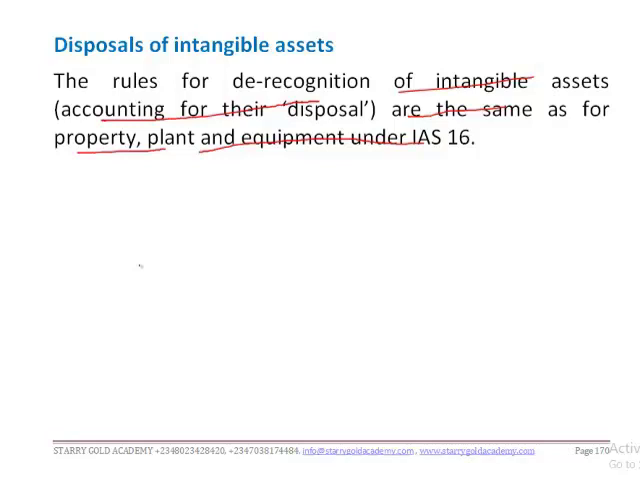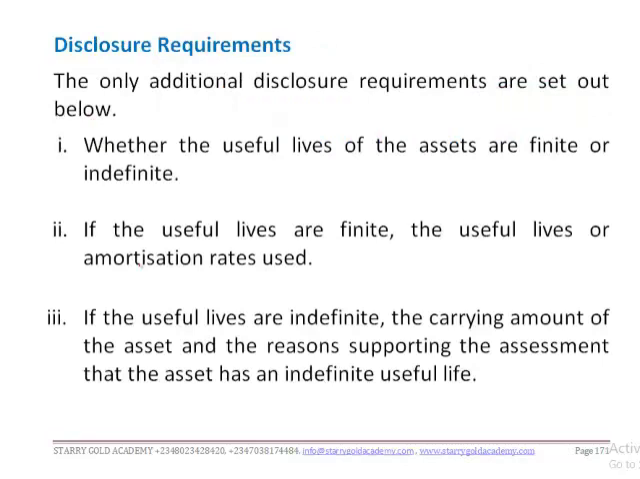Now, what are the disclosure requirements? Disclosure requirements of IAS 38. Okay. Now, the only additional disclosure we have, in addition to PPE, is that you have to tell the users of financial statements whether the useful lives of the asset are finite or indefinite. Also, if the useful lives are finite, the useful lives or amortization rates used should also be disclosed.